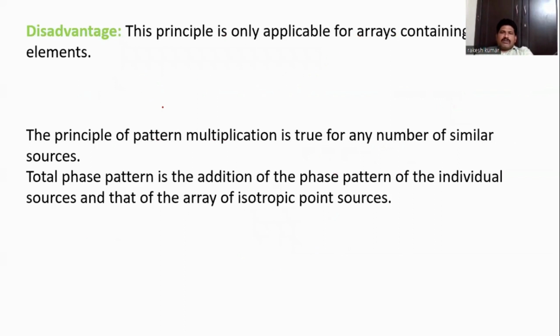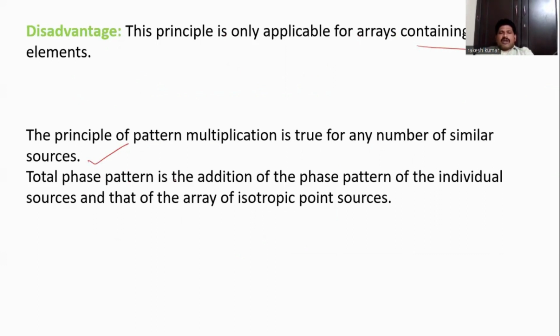So what is the disadvantage? The principle is only applicable to arrays containing only identical elements. If the elements are not identical, then we cannot go for pattern multiplication. So it is only for similar sources.